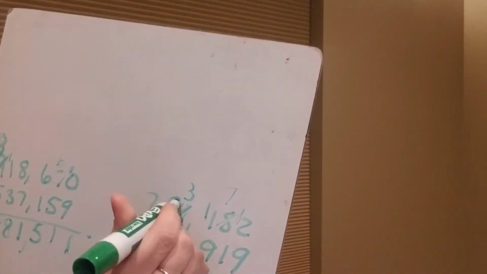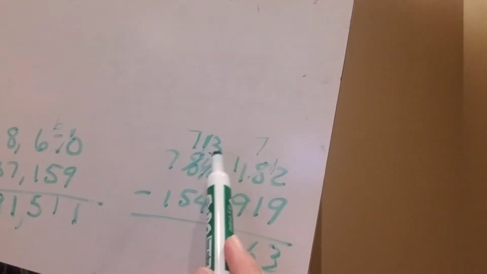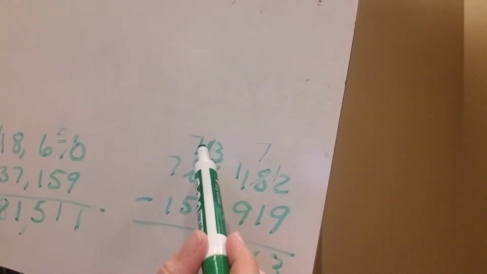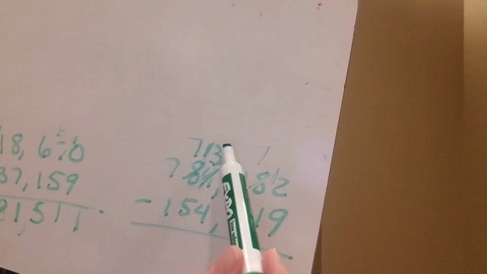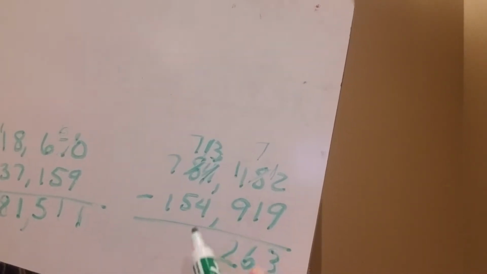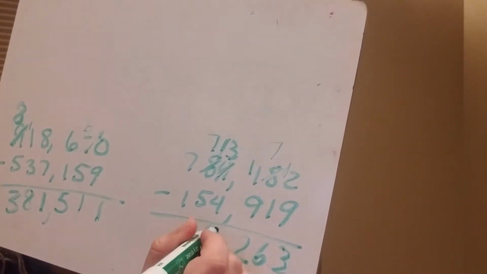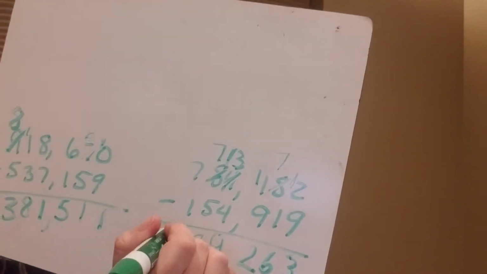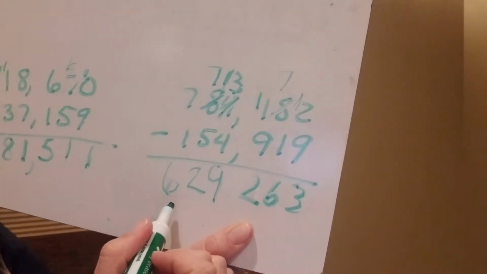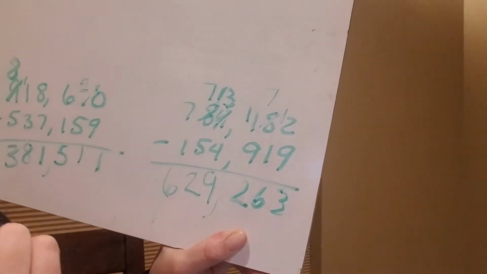3 minus 4, I can't do that, so I have to borrow. They have 7, now I have 13,000. 13 minus 4, I can see right here. Hey, this is a 10 and 3. So 3 of them, well, that gets me down to 10, and I still have 1 more to go. 1 less than 10 is 9. 7 minus 5 is 2, and 7 minus 1 is 6. Read that answer. 629,263. Okay?